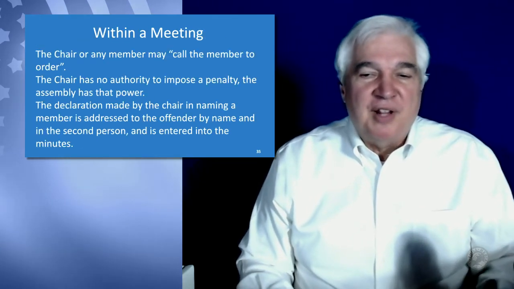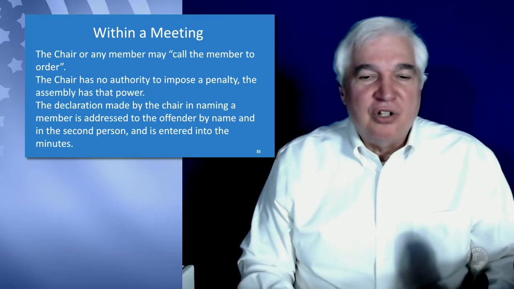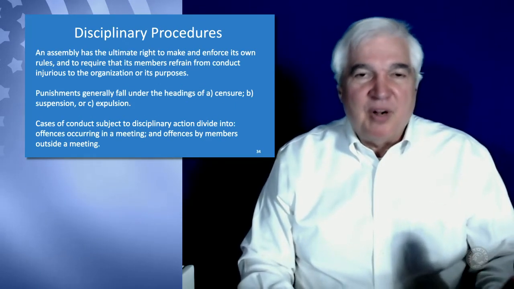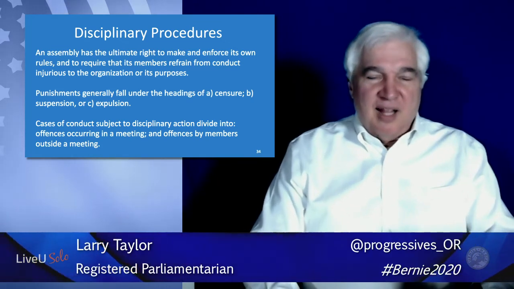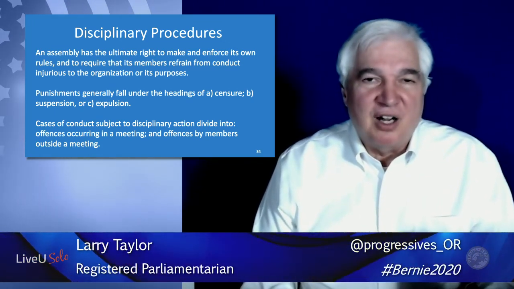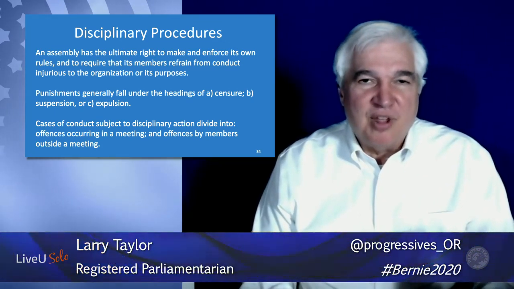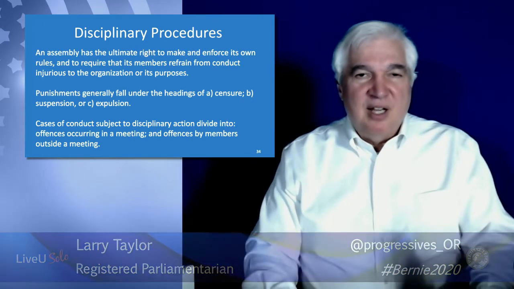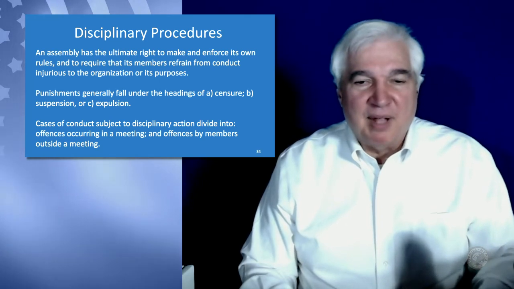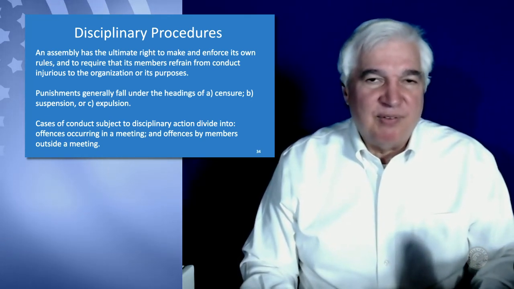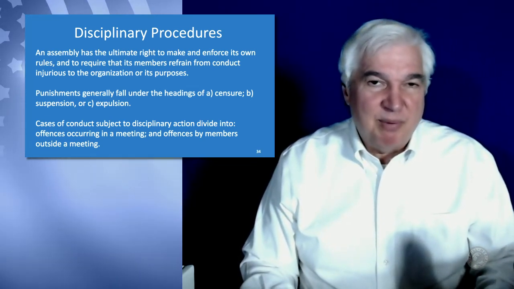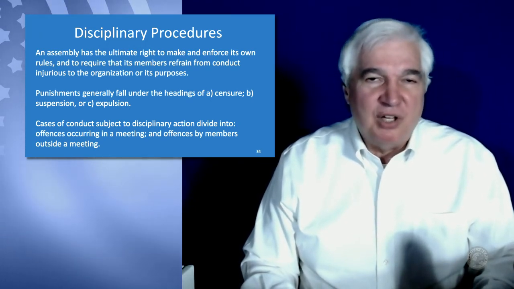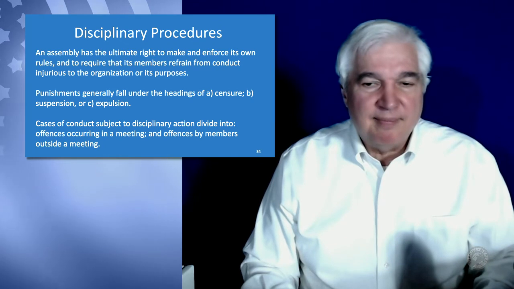Punishments generally fall under the headings of a censure, a suspension, or an expulsion. Of course, these are qualified. So in the Democratic Party of Oregon, where precinct committee persons are elected, you can't throw them out of the party. You actually have to go through a recall process to remove them. It's my understanding it's different for an appointed precinct committee person because they were not elected. And so if you have appointed someone, you can rescind the appointment.